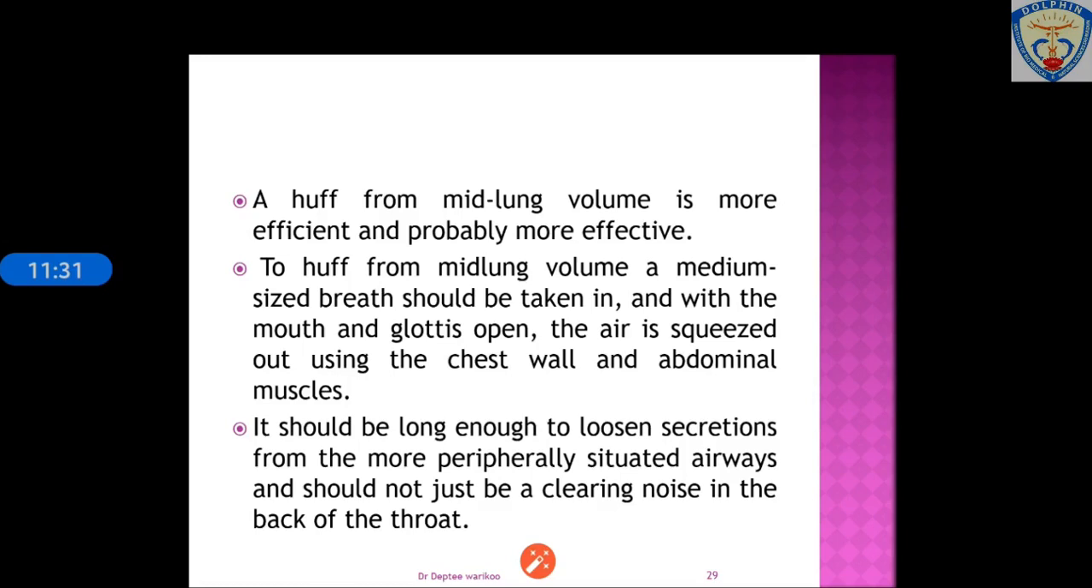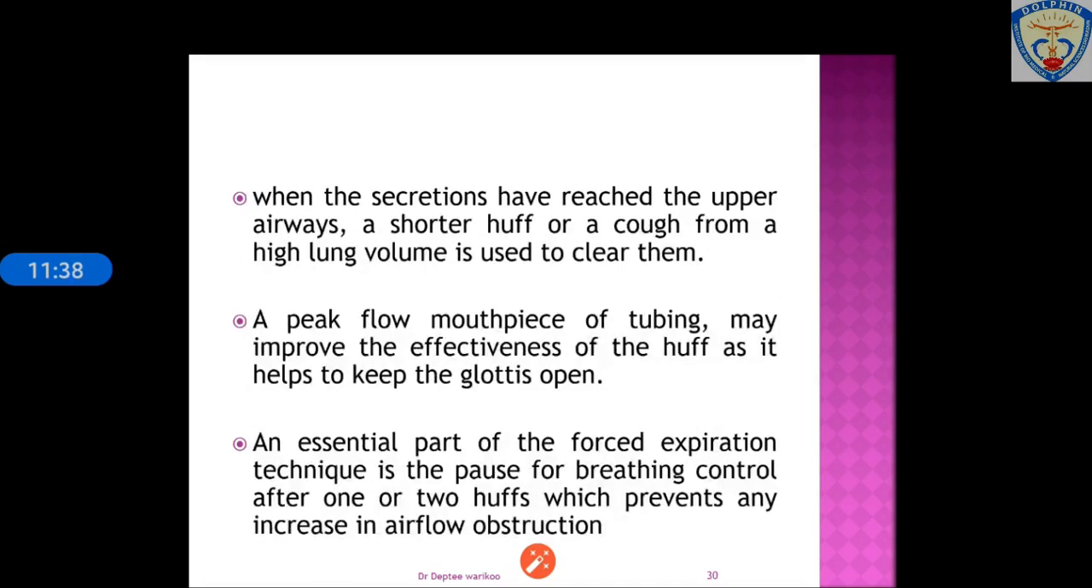It loosens the secretions from peripherally situated airways, and then it is easy to take the secretions out. When the secretions have reached the upper airways, a shorter huff is very useful. A peak flow mouthpiece or tubing may improve the effectiveness of the huff, as it helps to keep the glottis open.